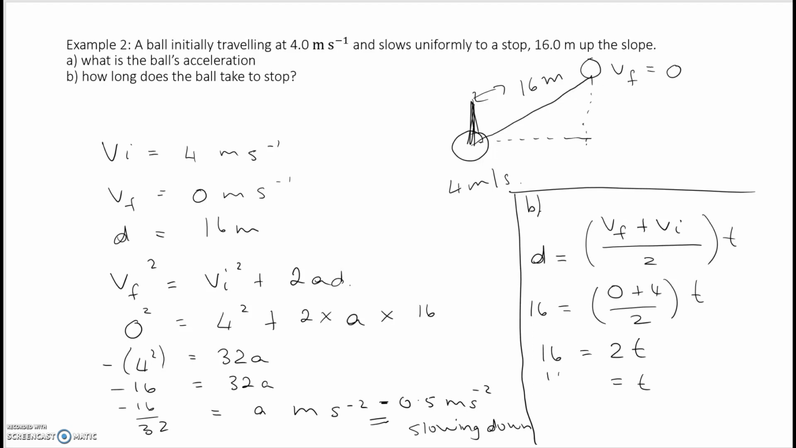t equals 16 over 2. So the time, 16 over 2 is 8, and it's measured in seconds. Now, we could have used several of the others of those because we do actually know a, but this one seemed easy. So it takes 8 seconds to stop as it's going up the slope.